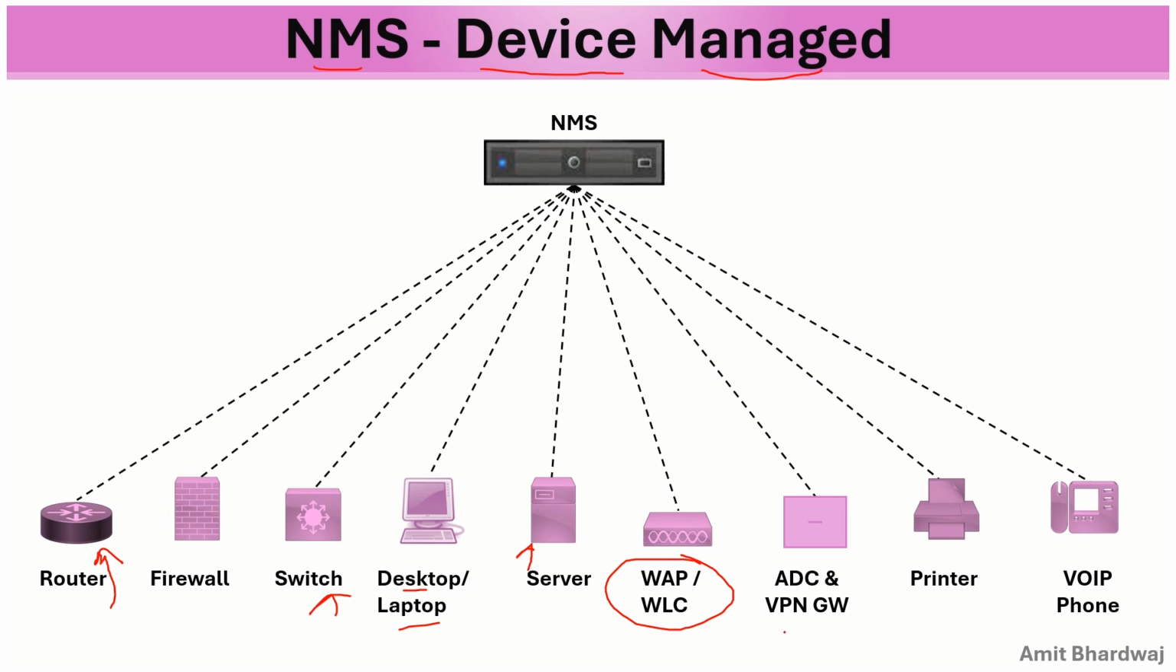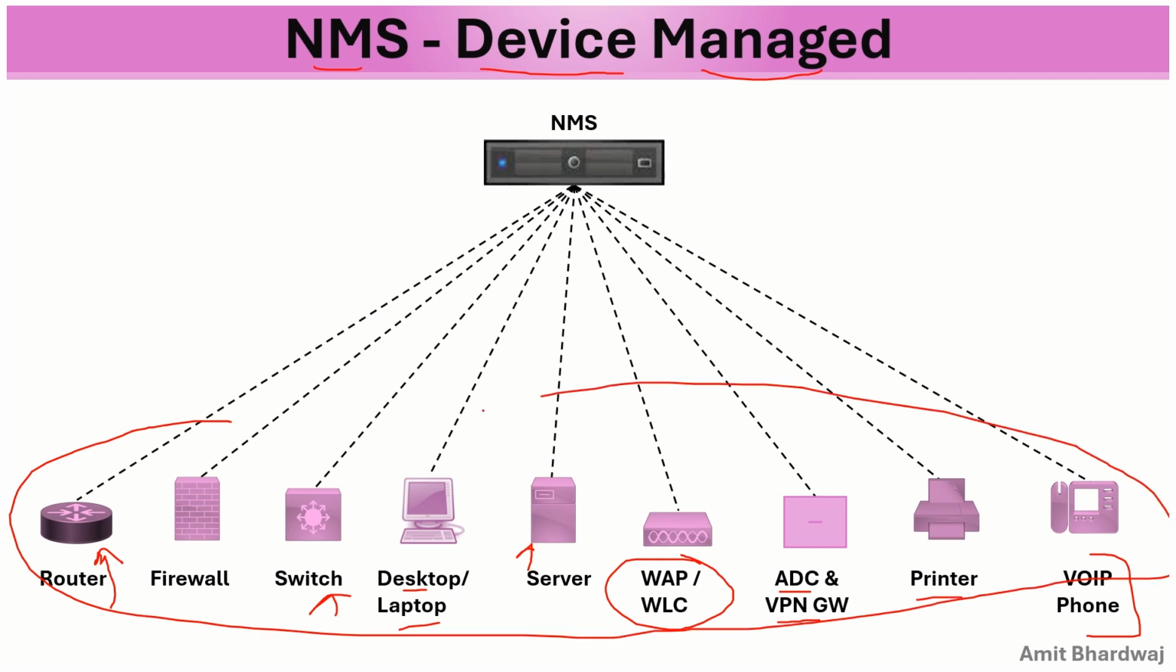In addition to that, the VPN gateways, application delivery controllers, or load balancers can also be managed via NMS. And moving further, this is the printer and the VoIP phones, which are also under the remit of NMS. So we can see all this comprehensive list of items, the assets, can be managed via the NMS, which is again a single reference source on which we can see where the problem is occurring in which asset type.